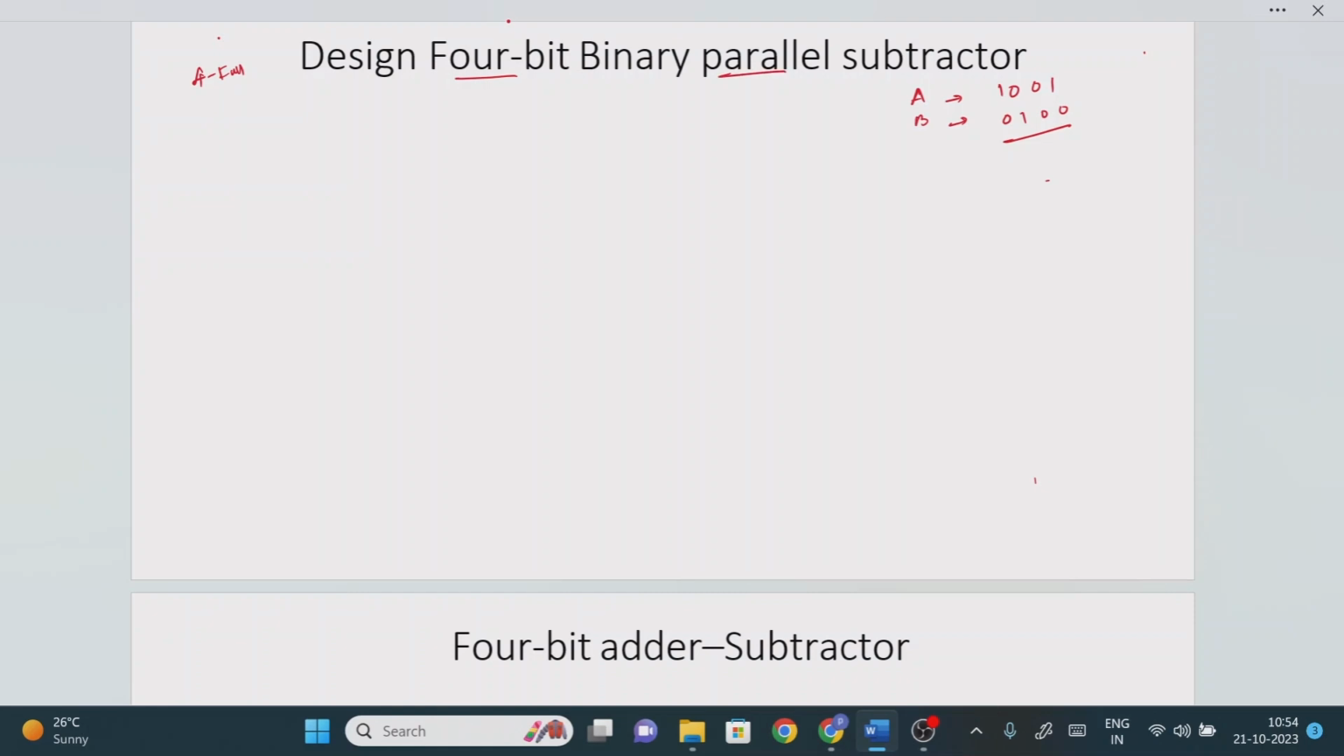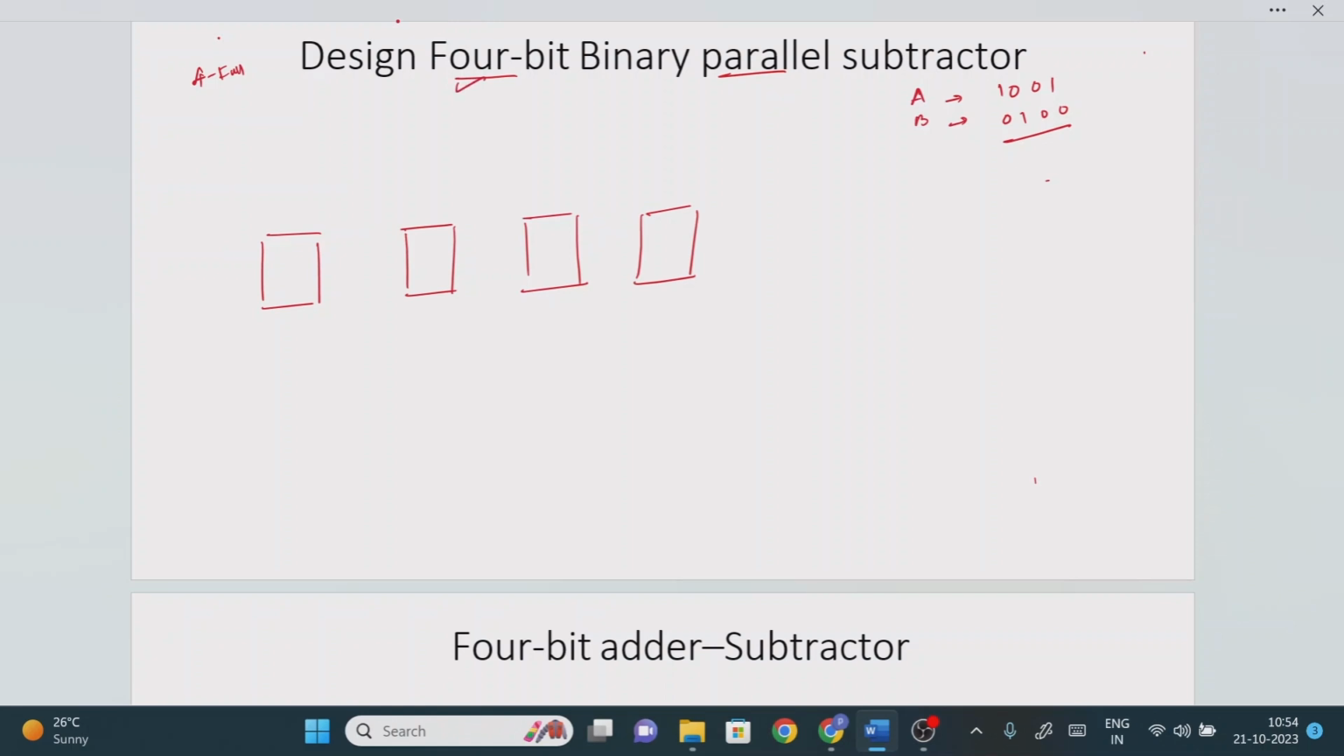Parallel means, as we discussed in the previous class, and I request you, if you didn't watch my previous class, please watch that so that it will be easy for you to understand this design of the 4-bit binary parallel subtractor operation. Parallel means at a time we are going to find the output, at the same time, which means we require individual full adders. 4-bit means we require 4 full adders. You may ask why we are using only 4 full adders; we'll try to understand. 4 is required because we are going to perform the 4-bit binary parallel subtractor.